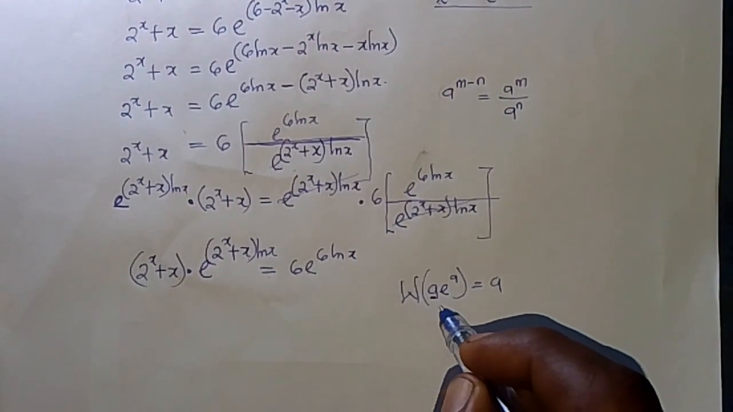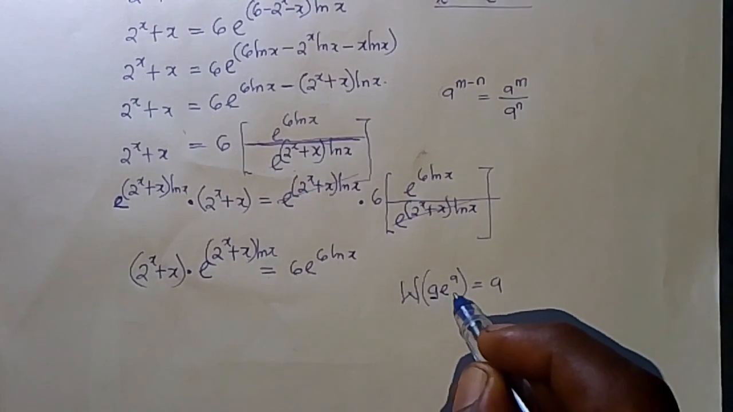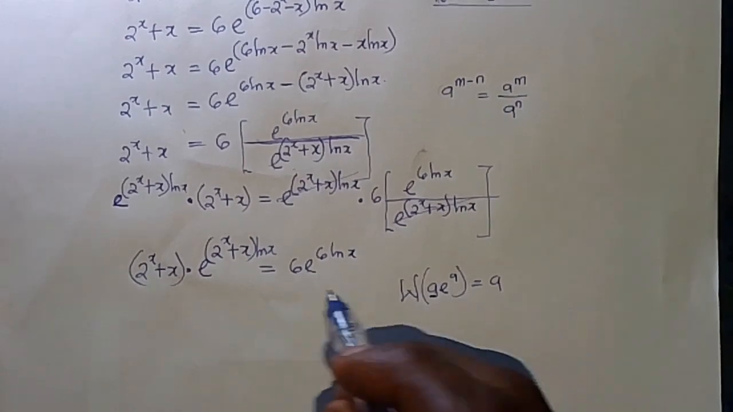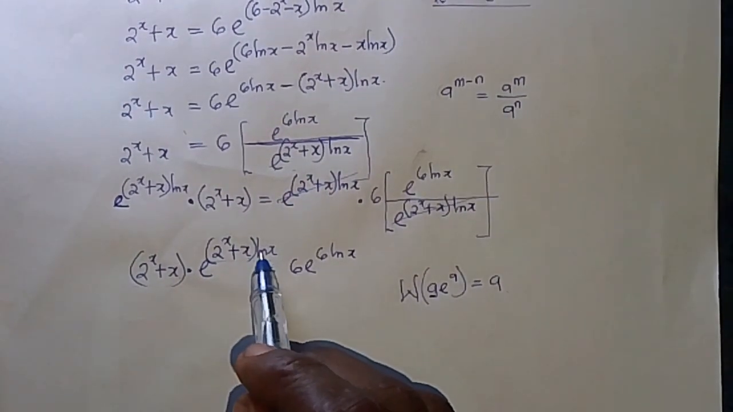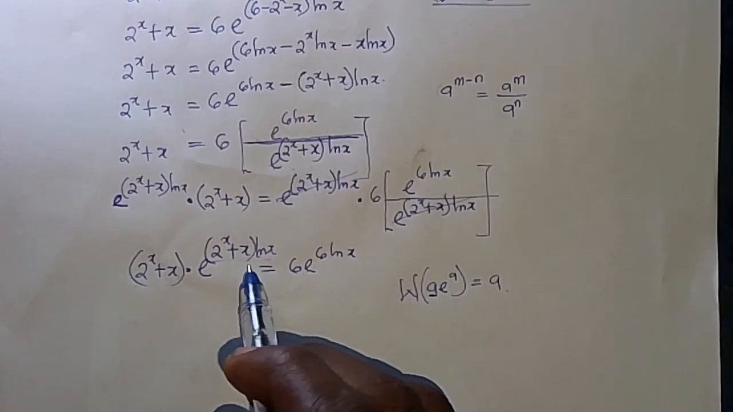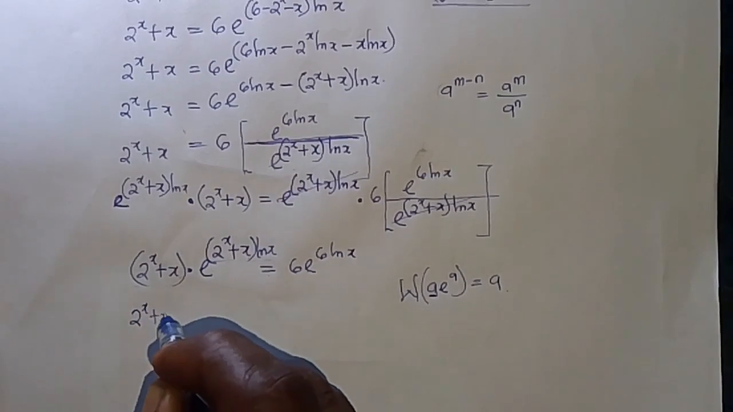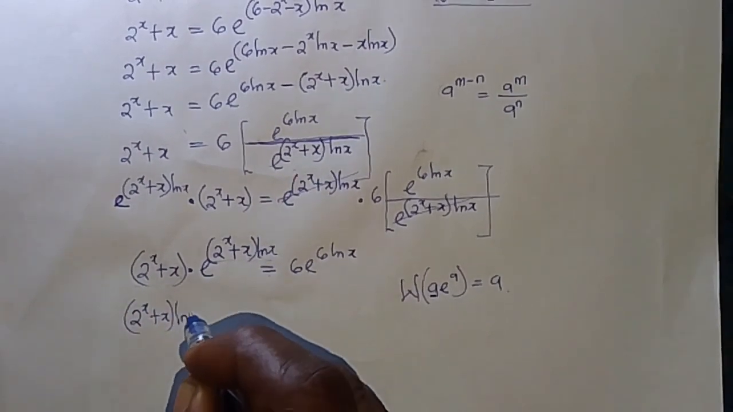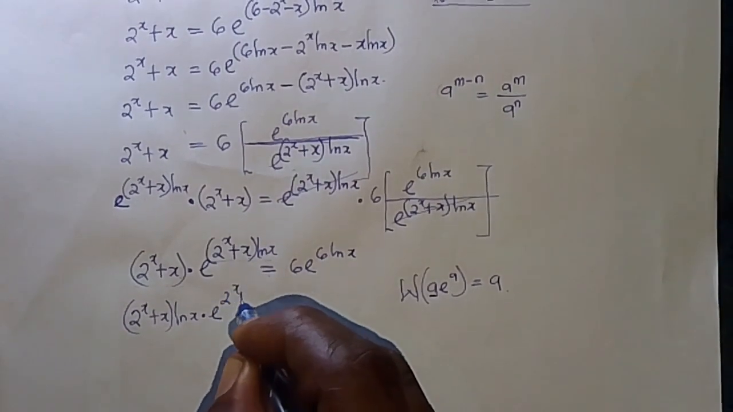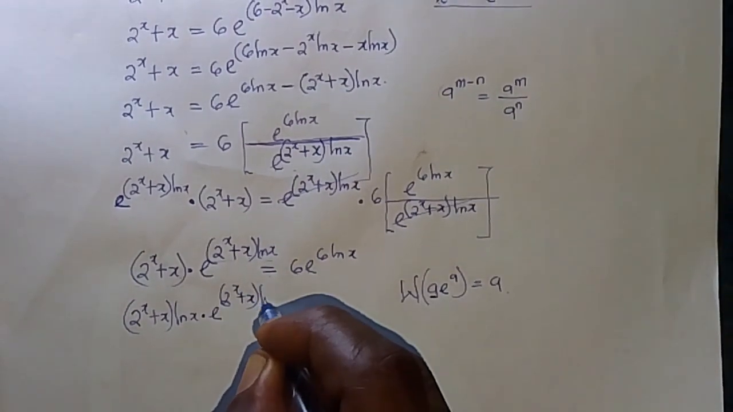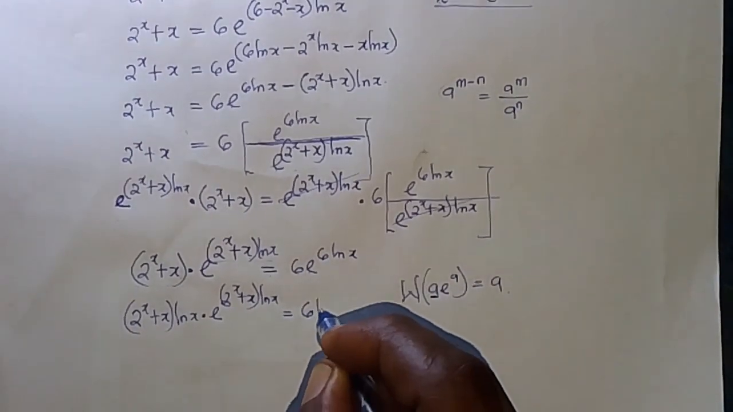So whenever the expression is in this form and we are looking for the Lambert W function of any expression in this form, then it equals a. So we want this to be the same thing as this. So for this to be the same thing as this, we have to multiply through by ln x. So if we multiply through by ln x, then we are having 2 to the power of x plus x multiplied by ln x multiplied by e to the power of 2 to the power x plus x multiplied by ln x, and this equals 6 ln x.